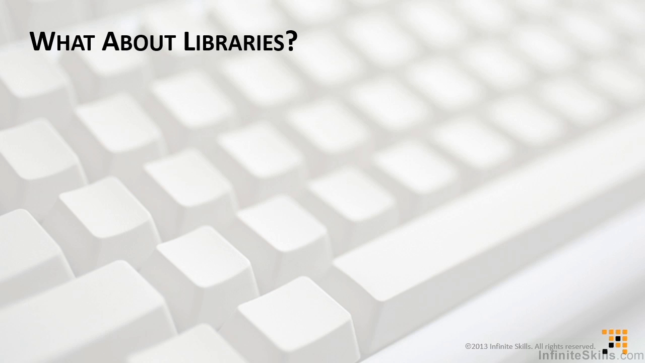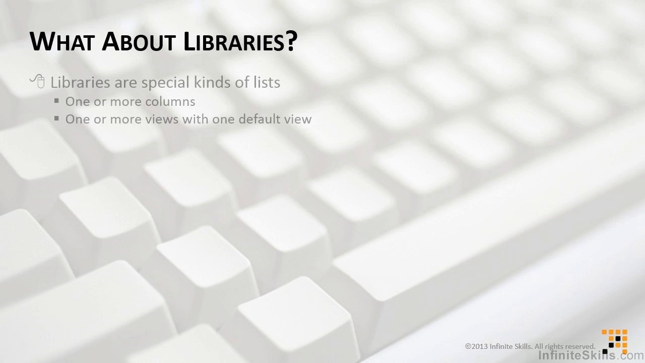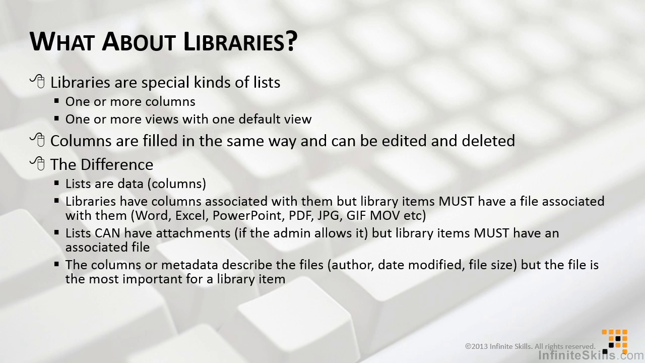In part one, we talked a lot about lists. We now understand that they're pretty straightforward. Libraries are pretty easy too, because libraries are just special kinds of lists. They also have one or more columns. They also have one or more views with one default view. In this regard, they are exactly the same. The difference then is just a few.